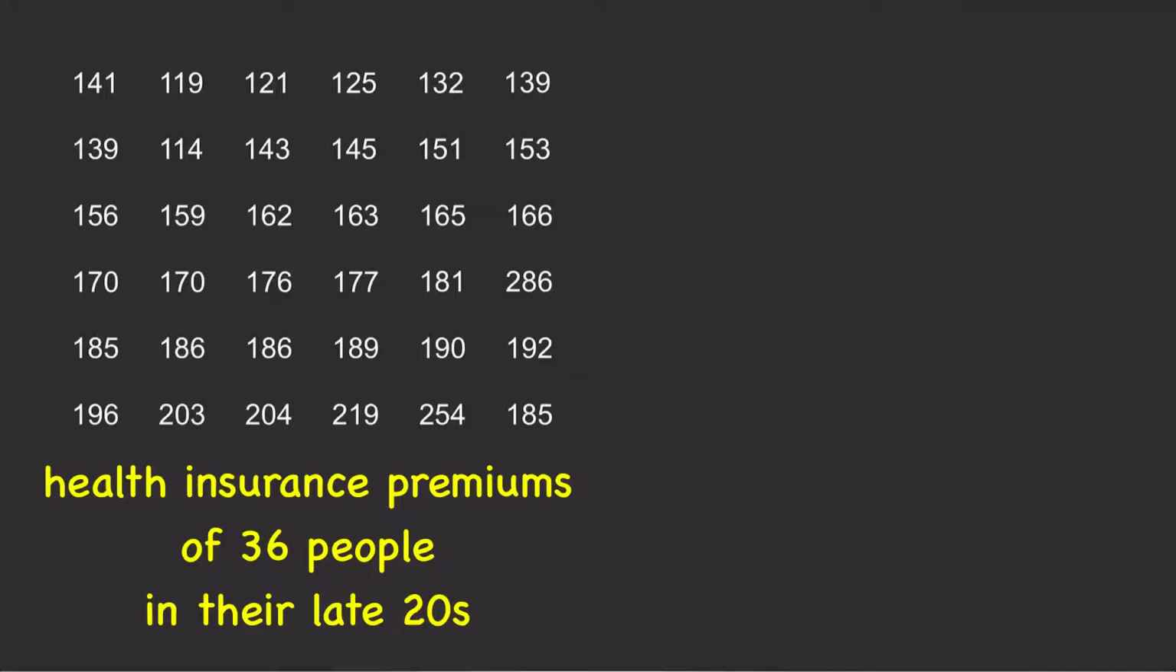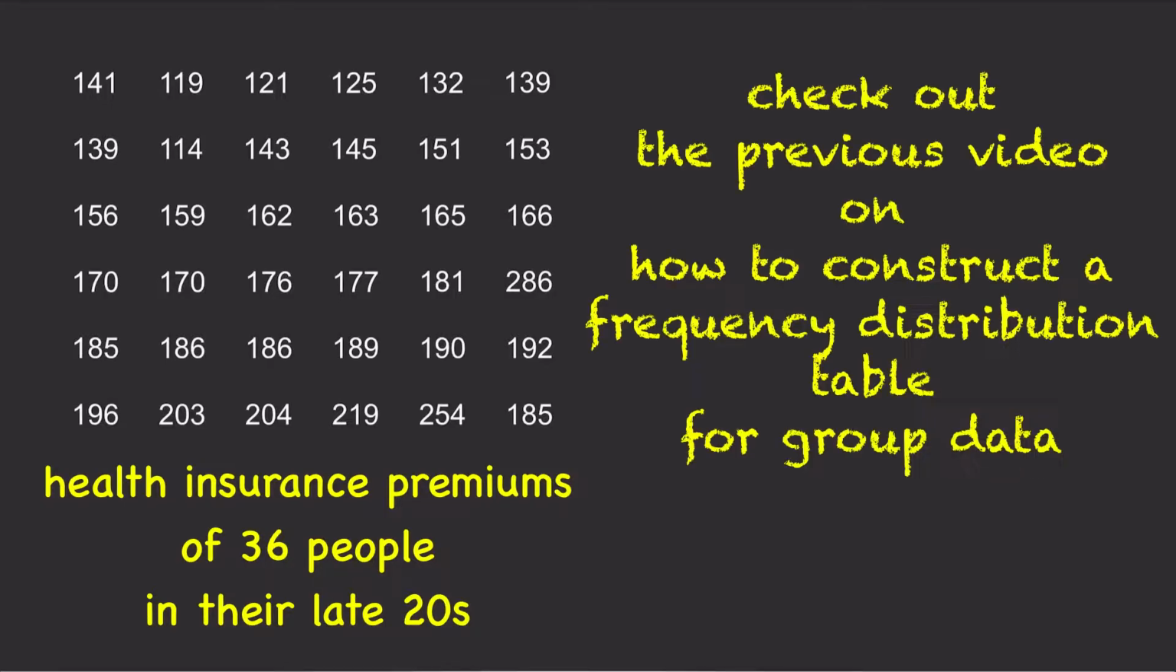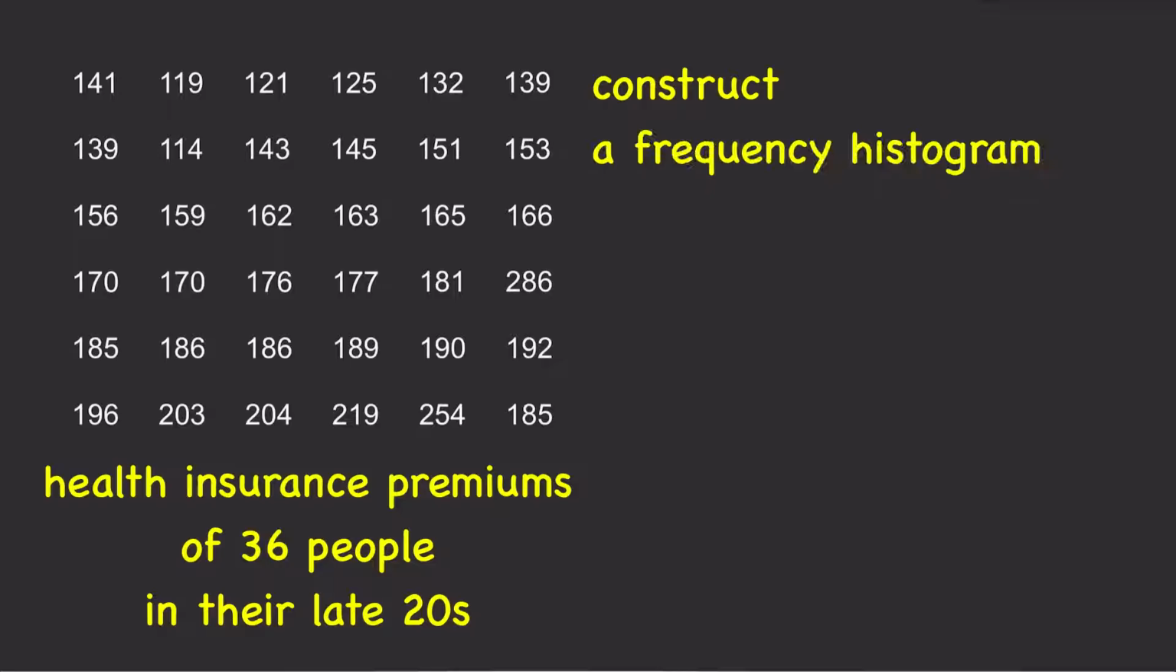This dataset contains the health insurance premiums for 36 people who were in the late 20s in 2014. You can check out the previous video on how to construct a frequency distribution table for group data. We're going to construct a frequency histogram and a frequency polygon.